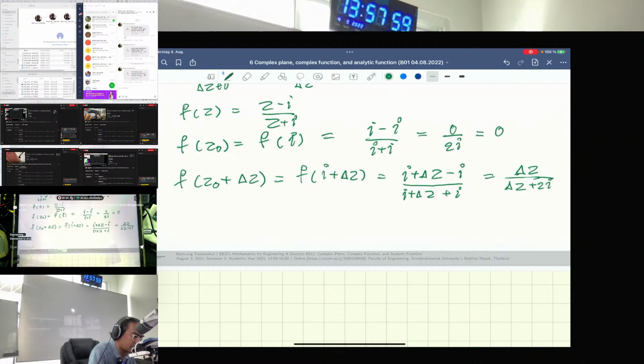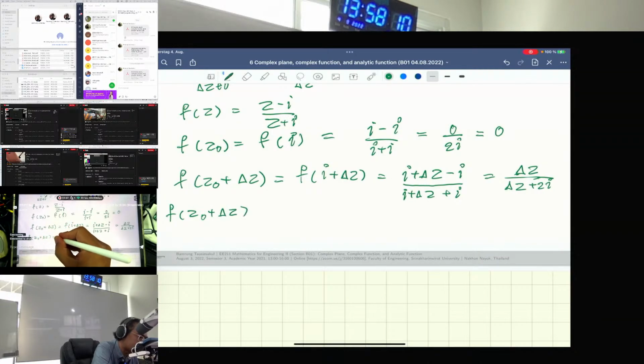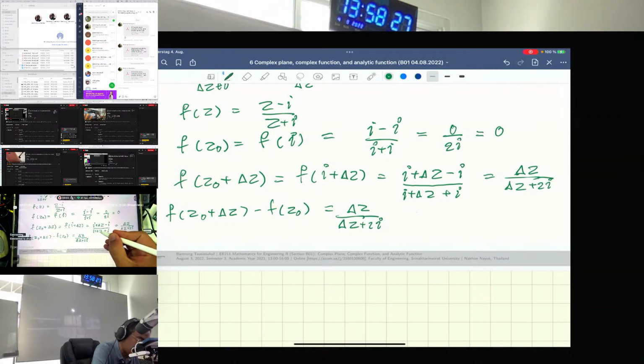So if you go further in, we're going to consider the ratio, right? The ratio of f of z0 plus the difference. If z0, what is that then? It's going to be this term, right? Delta z divided by delta z plus 2I and minus f of z0, which is 0 right here. So you get that.